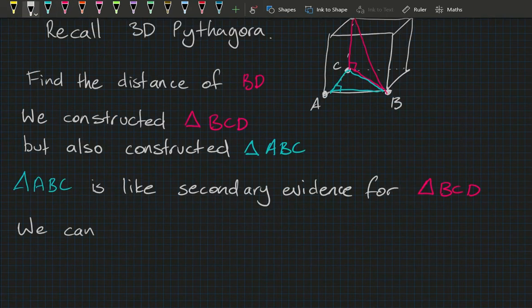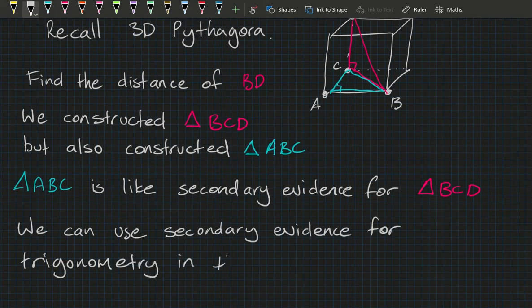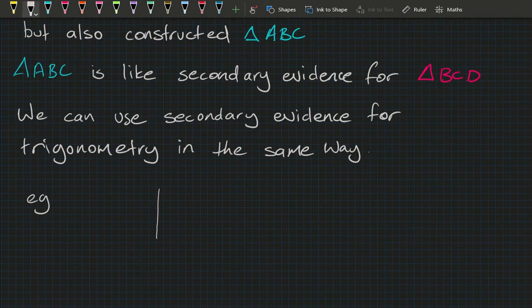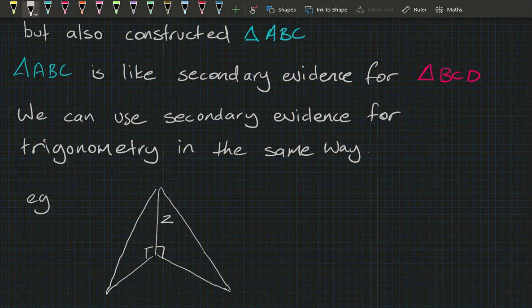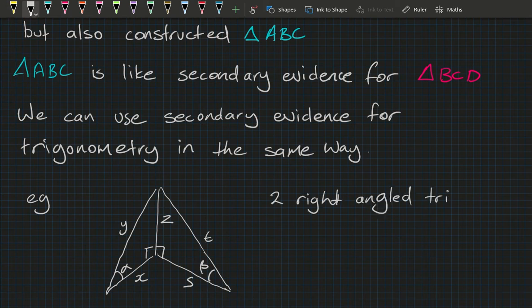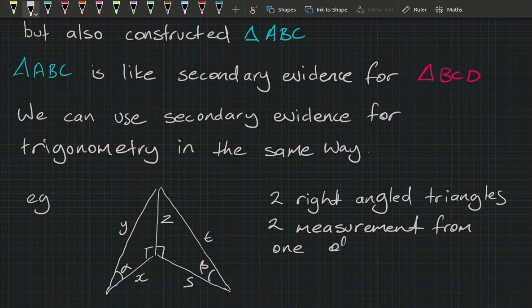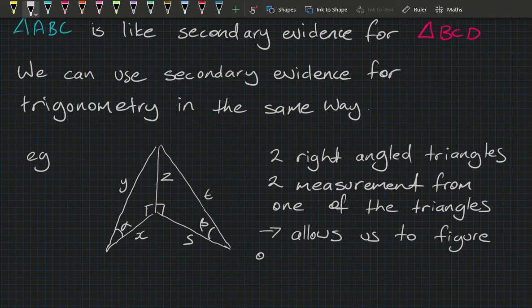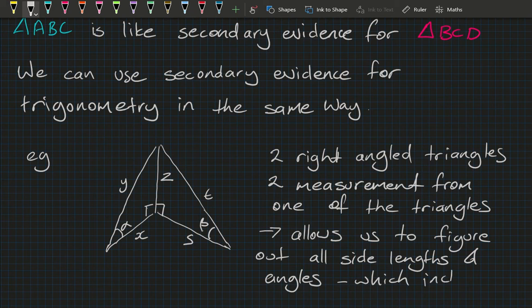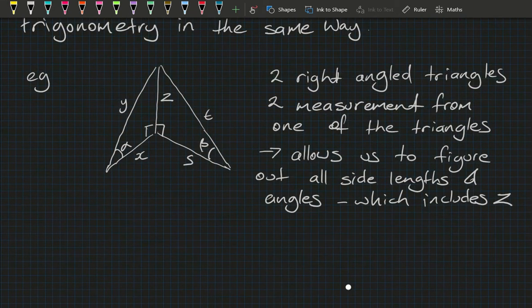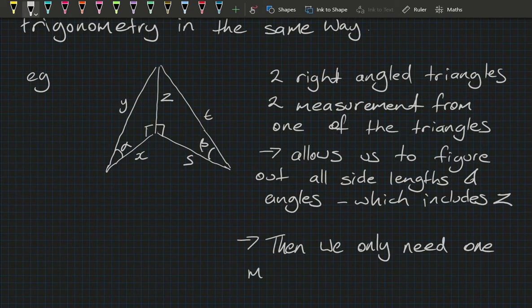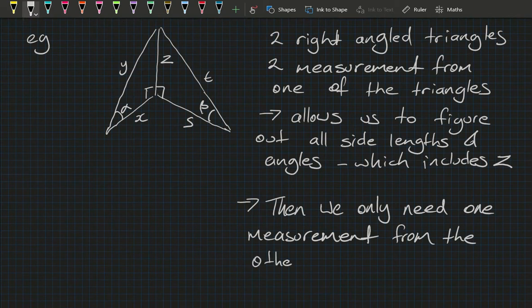Now we can use secondary evidence for trigonometry in much the same way. So for example, if I draw two right-angled triangles, and you can see I've marked in this height Z, so let's mark in these angles alpha and beta, and these side lengths X, S, T and Y. So we've got two right-angled triangles here, and two measurements from one allow me to figure out all of it, which includes Z. And because we now know Z, we'd only need one measurement from the other triangle to be able to figure out everything about that.